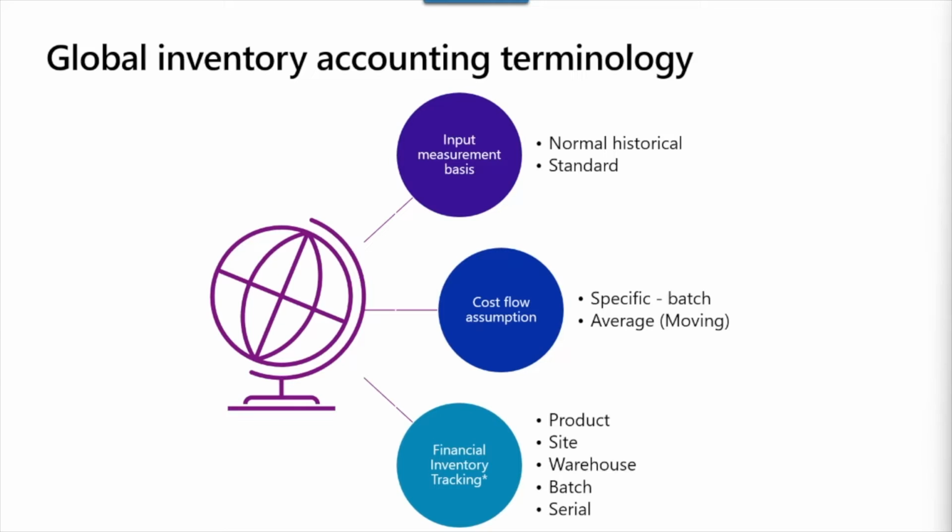When we think about financial inventory tracking with the Global Inventory Accounting add-in, you can define which inventory dimensions will be tracked financially. This is similar to how the financial inventory checkbox works on the various dimension groups for items. Products are always tracked in the Global Inventory Accounting add-in, but you can select the other dimensions such as site, warehouse, batch, and serial number that will be tracked.